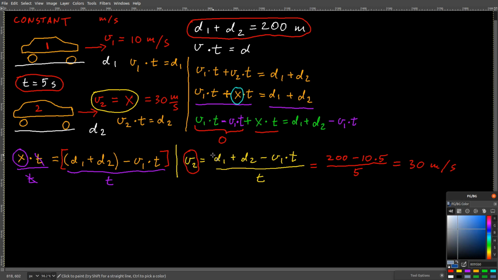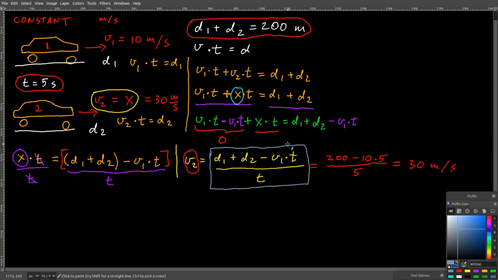However, why did I first express v2 in terms of general variables? Why didn't I put the numbers in right away? That's because now I have a general equation. My v2 is expressed in terms of general variables.